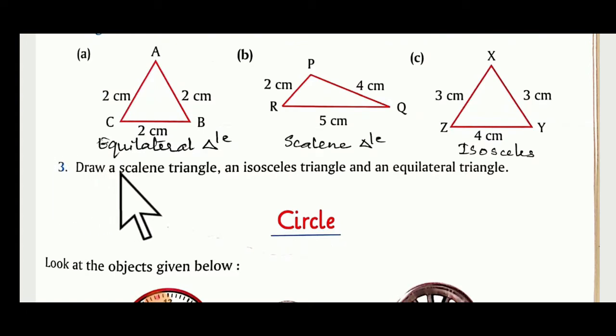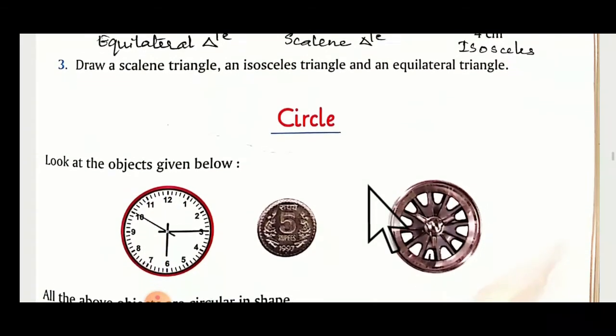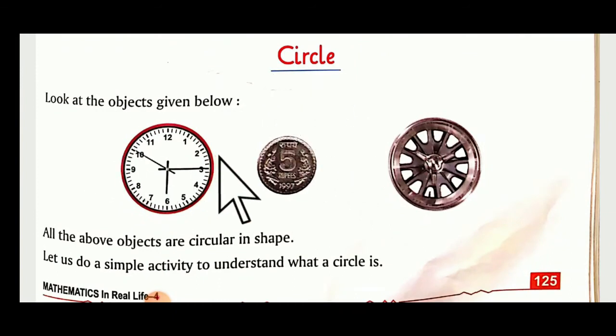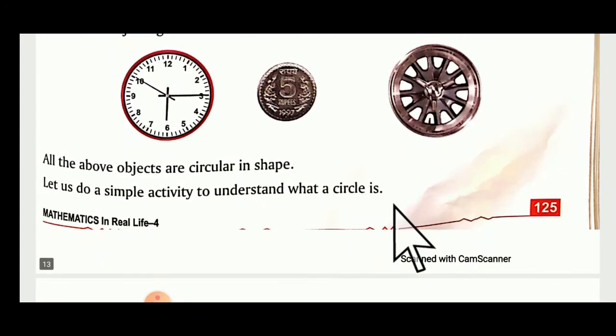See, question number 3. Draw a scalene triangle, an isosceles triangle and an equilateral triangle. You can draw as above. Then let us take circle. See, clock is also in the form of circle, 5 rupee coin, and this wheel, that is also in the form of circle.